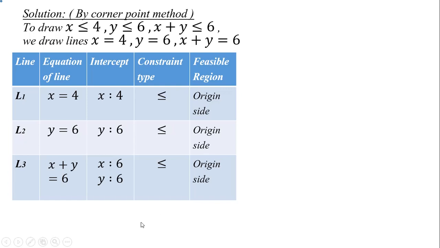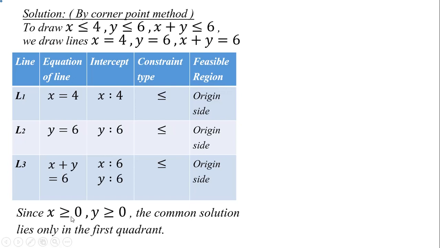Okay. Now when we take origin side half plane of these lines as a solution, there may be values which are negative. Okay, so here we have to consider non-negativity restrictions which are given in the problem. Since x is greater than or equal to 0, y is greater than or equal to 0, the common solution lies only in the first quadrant. Okay, so we consider solution sets of these inequations which are in first quadrant. So now we draw the graph.